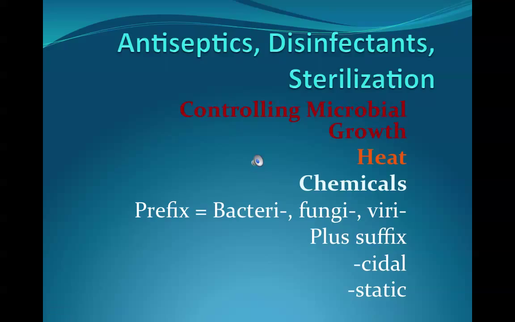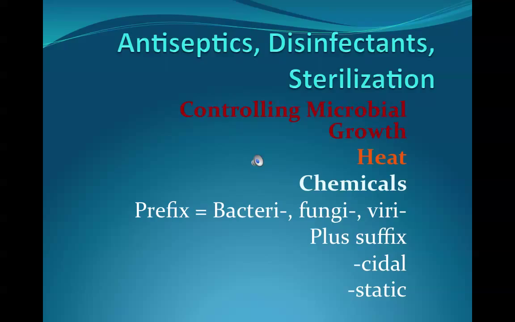Antiseptics, disinfectants, and any other kind of chemical that can be used for sterilization is what we'll discuss in this section. We're going to control microbial growth with various kinds of chemicals. And in fact, we can create words that tell us the type of effect we're going to have with our various chemicals on different kinds of microorganisms by simply assembling a prefix with a suffix.